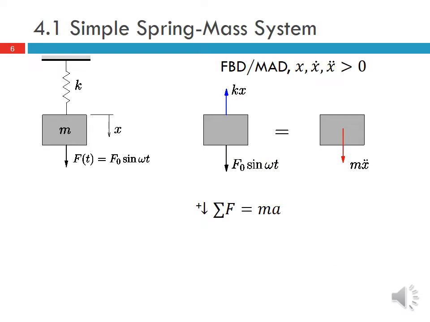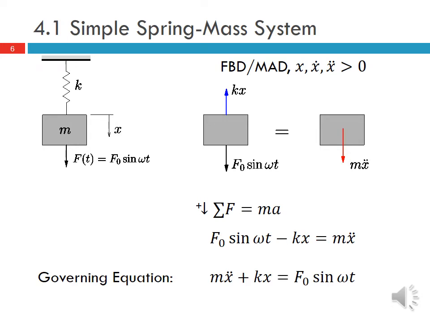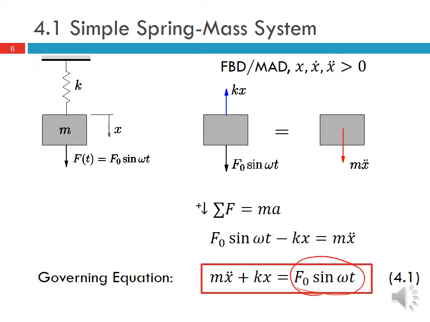So let's look at applying our Newton's laws. Sum of forces equals ma gives us f naught sine omega t minus kx is equal to mx double dot. And we can rearrange this to find our governing equation, which is mx double dot plus kx is equal to f naught sine omega t. So this is similar to the undamped free vibration case, except now instead of a 0 on the right hand side, we have this forcing function.